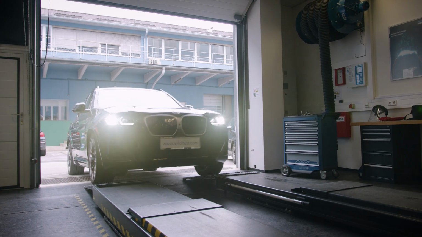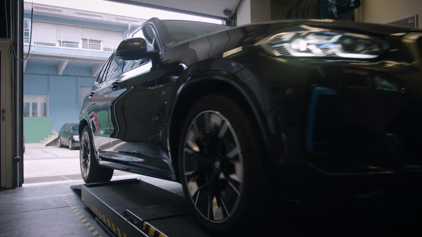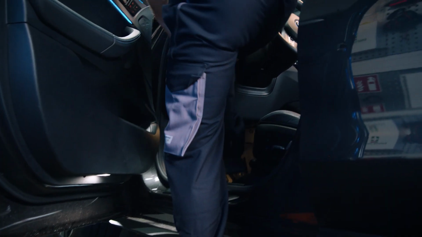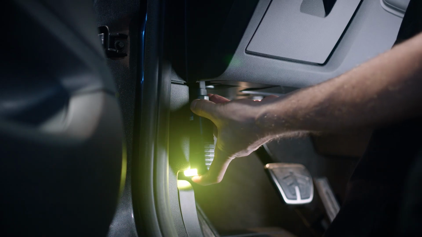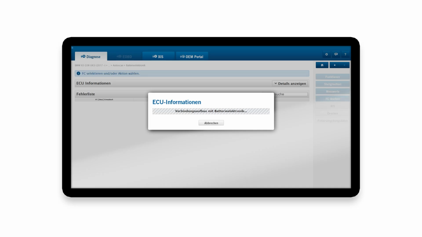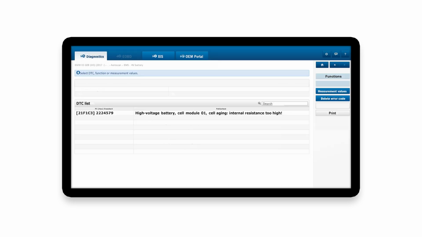We want to show you a typical e-mobility repair cycle step by step. The first step is a detailed diagnostic using AVL DiTEST weLINK and the AVL DiTEST diagnostic software. The software shows the error: internal resistance too high.